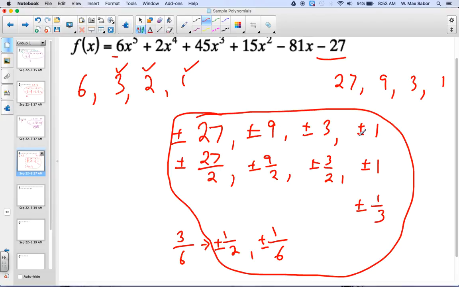These I got from dividing by 1. These I got from dividing by 2. These are what I got by dividing by 3. These are what I got divided by 6. Notice that I listed that twice, so I need to cross that out. So 1, 2, 3, 4, 5, 6, 7, 8, 9, 10. 10 times 2 is 20 possible rational roots.